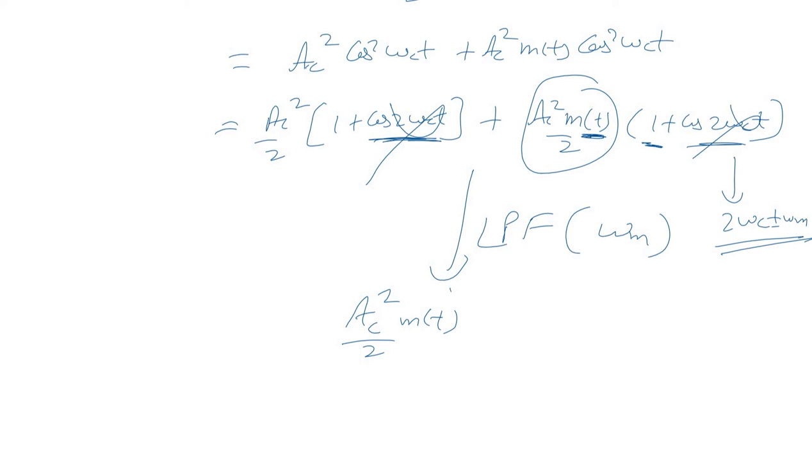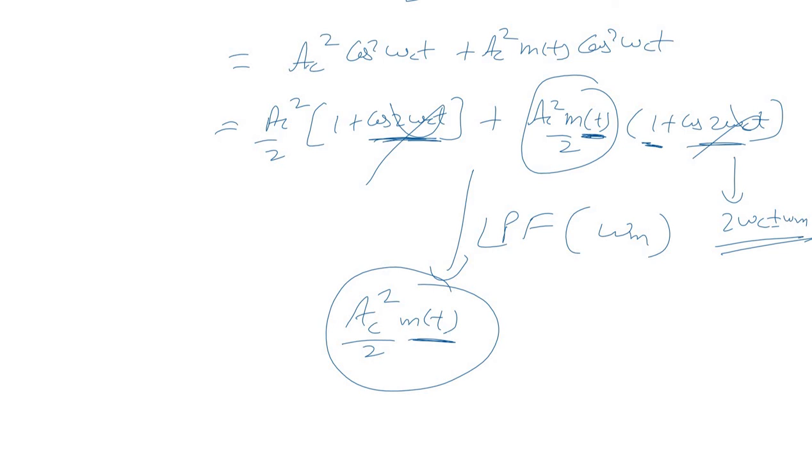That is certainly much higher than omega m, hence that will also get eliminated. So we are left with only this component after we pass it through a low pass filter, and that is AC square by 2 into m(t). Now the required signal we know is m(t). What we are getting is a scaled version of m(t), right?